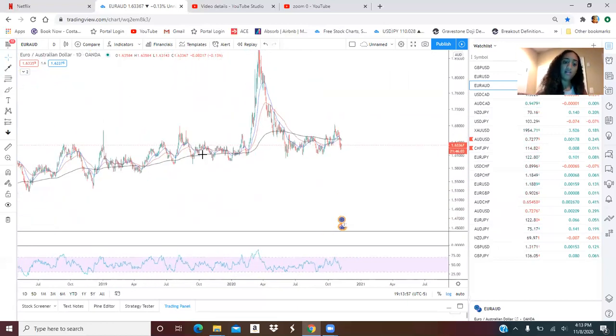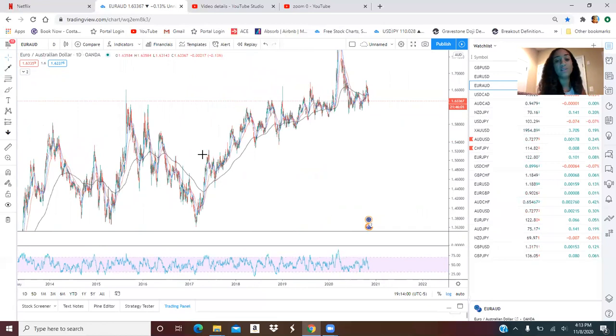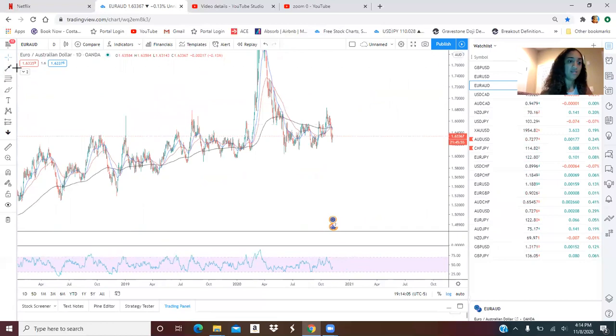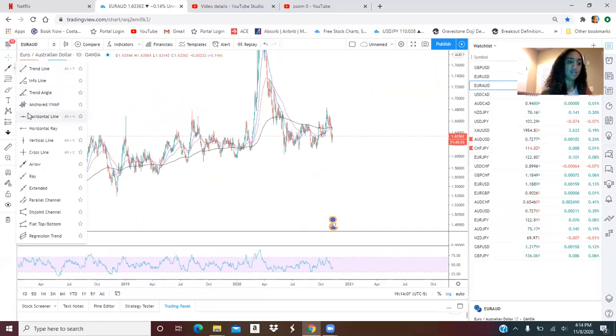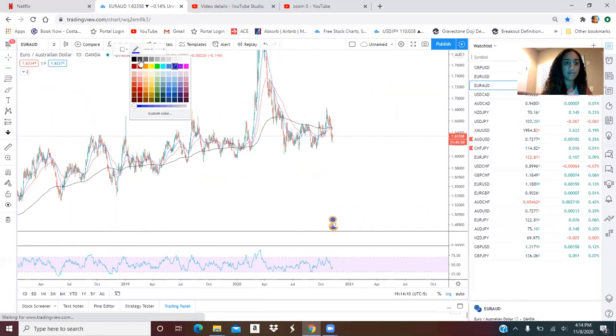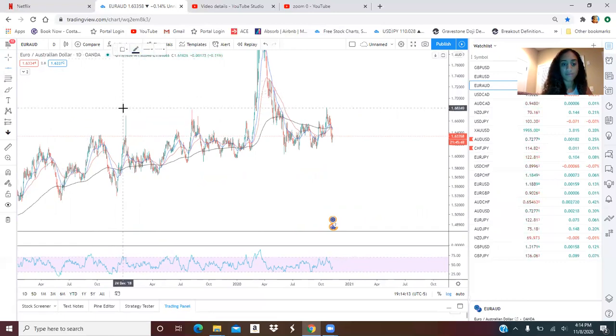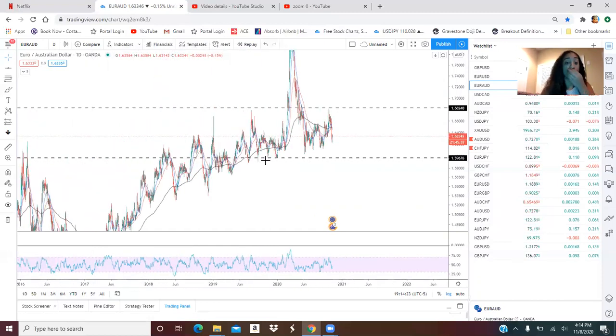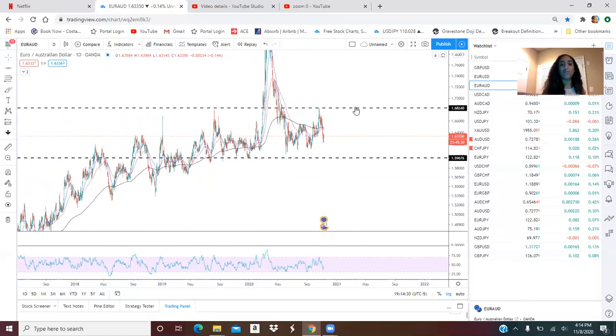So this pair, I just hate how it's moving now. To be honest, I'm not interested right now in this pair at all until it does something like this. Go ahead and mark up the levels. I'm really interested in this pair once it breaks this structure and or this structure up here. Then you get more room to trade.